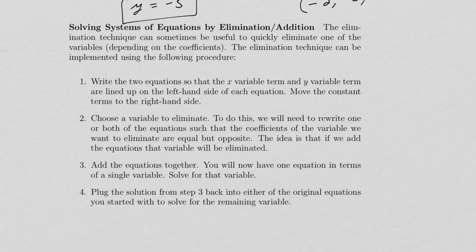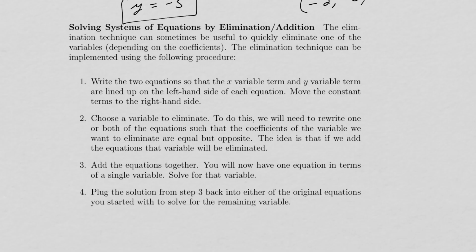To do this, right, to eliminate the variable, we need to rewrite one or both of the equations, which means you need to multiply one or both of the equations by some value, by some constant, such that the coefficients of the variable that we want to eliminate are equal but opposite. So when we add them, they're gone. You basically get 0. Okay, that's what we mean by elimination.